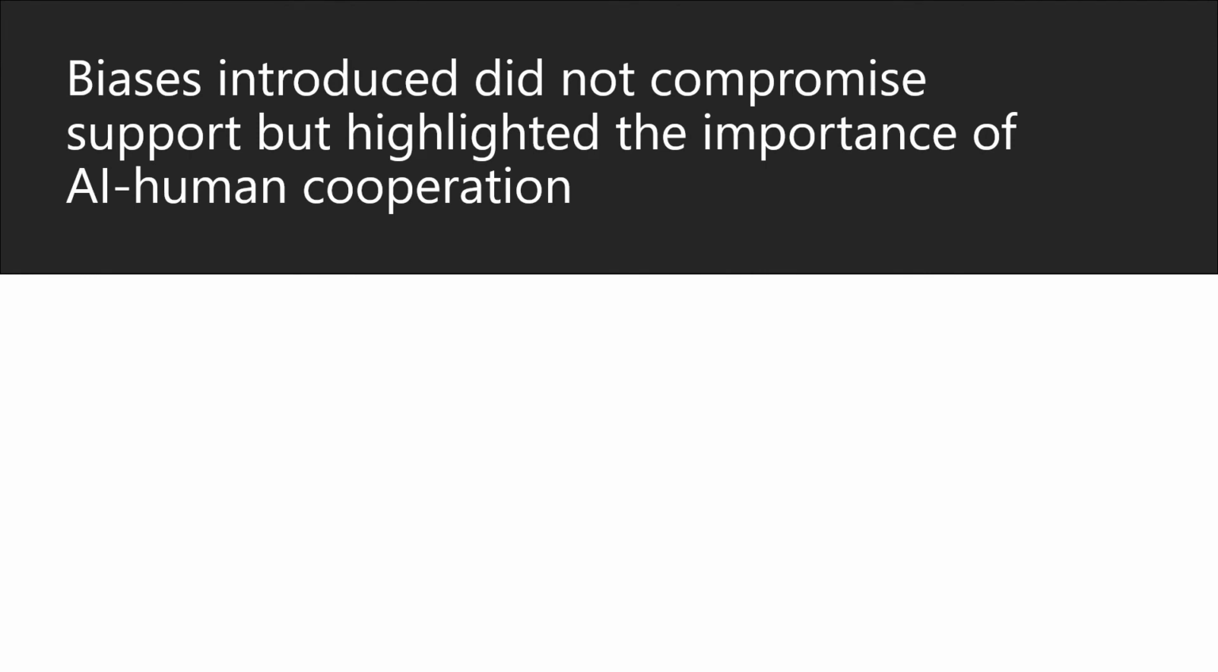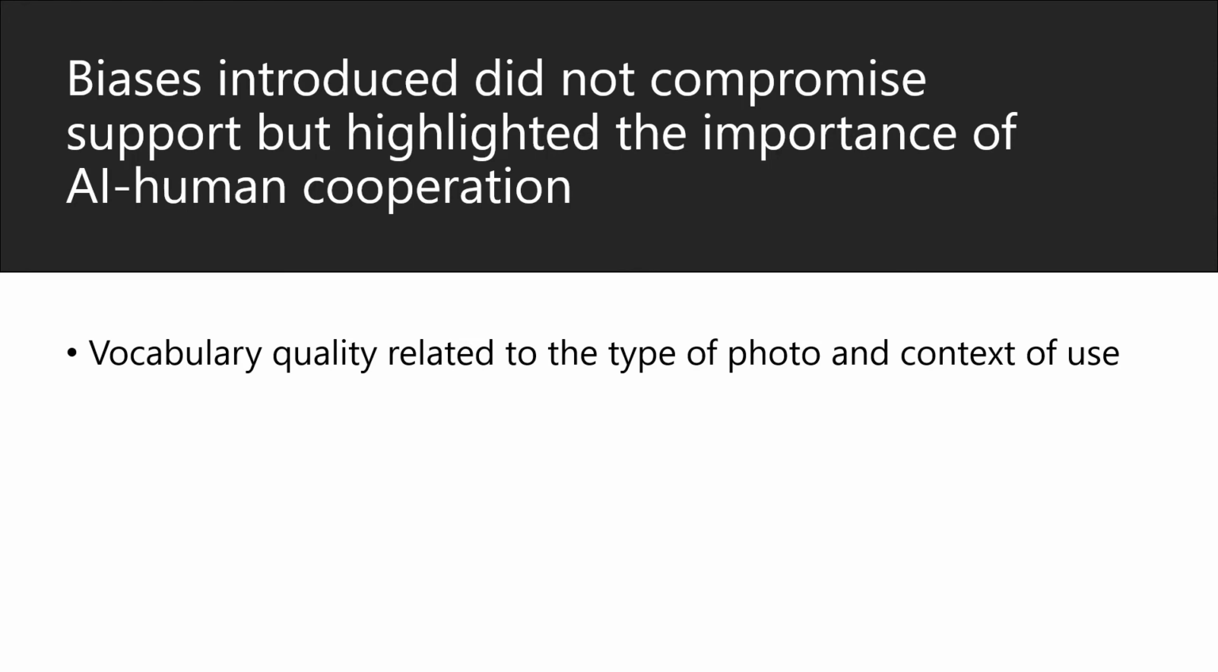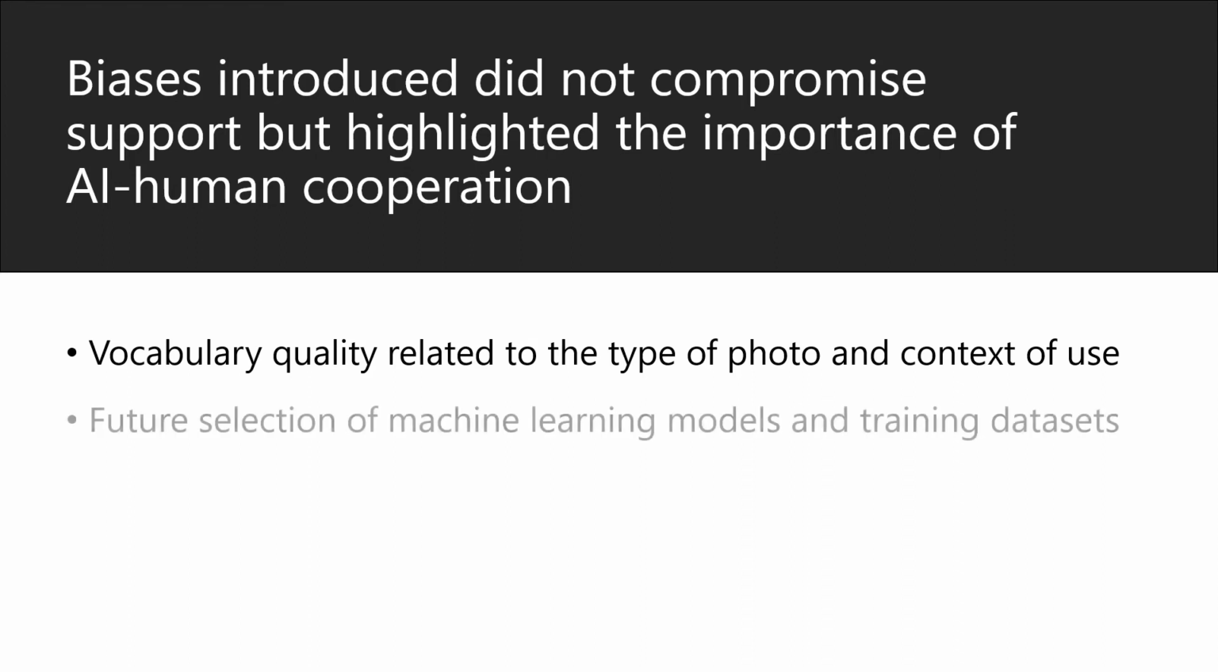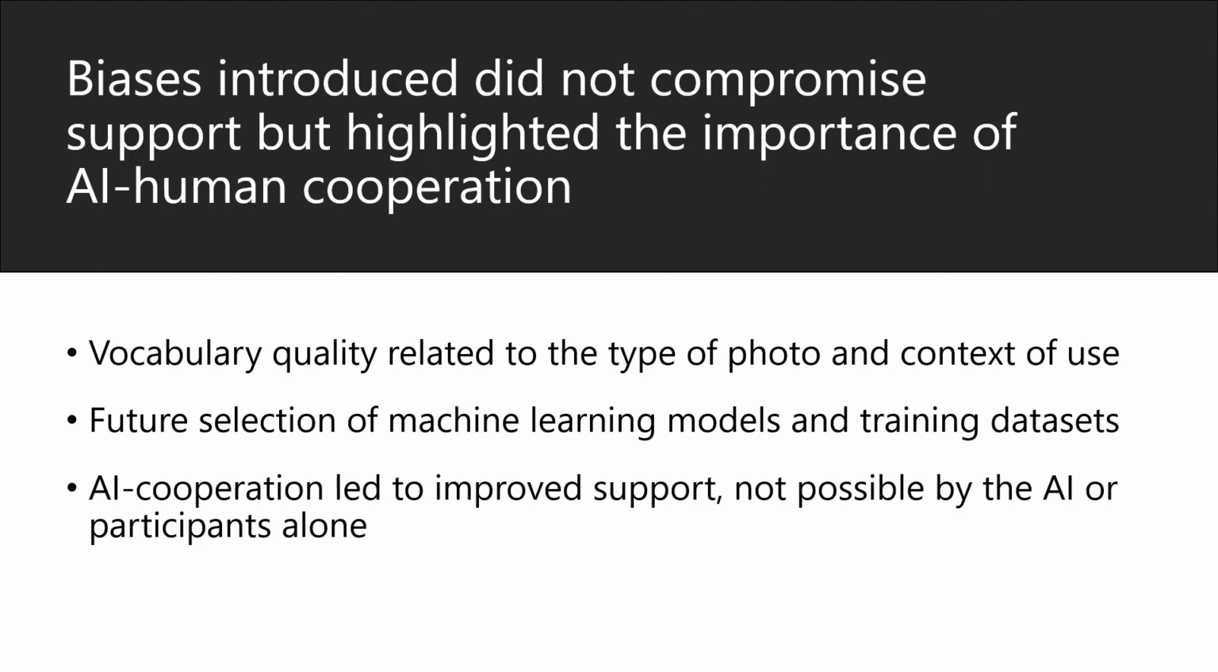The last theme demonstrates how participants' perception of the vocabulary quality was related to the type of photograph they used as input and the context of use, informing future selection of machine learning models and training datasets for improved scene recognition on such systems. This theme also shows common biases and errors caused by the algorithms powering ClickAAC, and revealed how participants cooperated with the AI not only to overcome those issues, but also to achieve improved support that would not be possible by the AI or themselves alone.